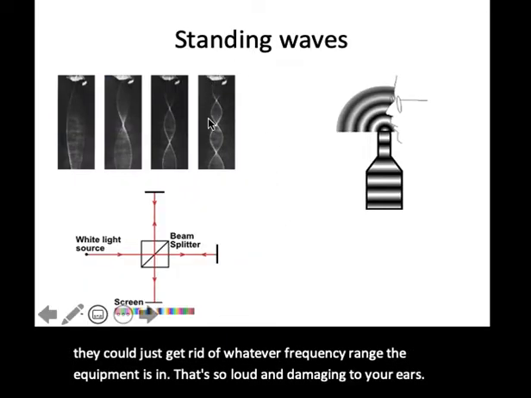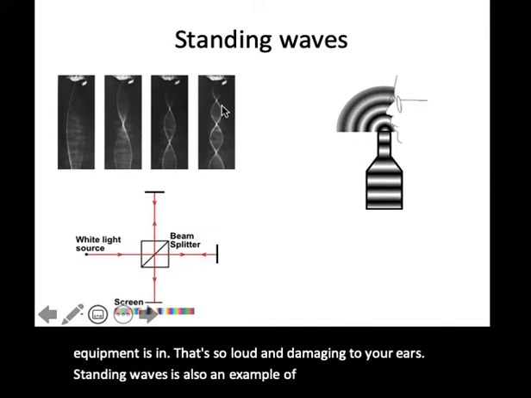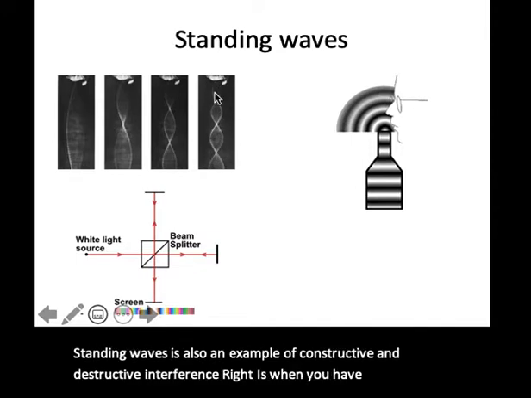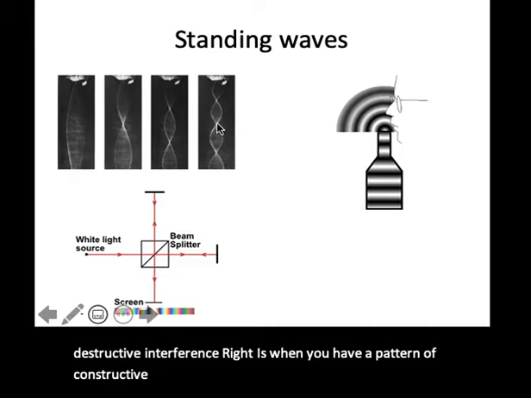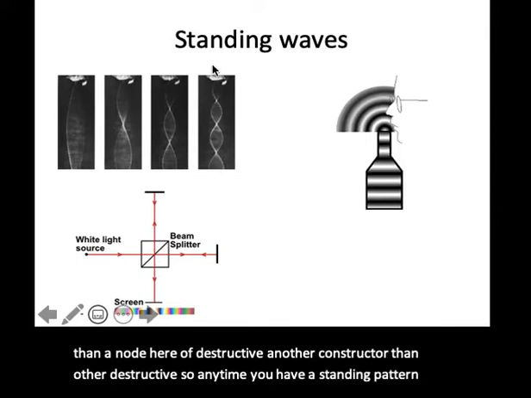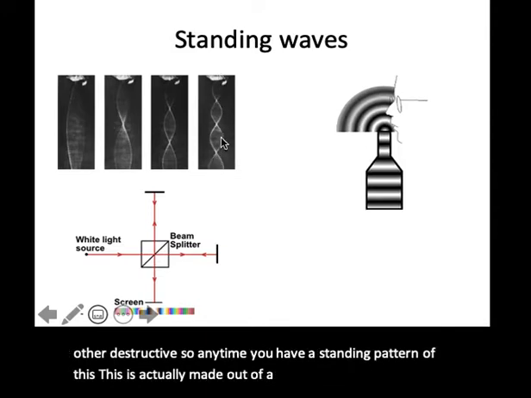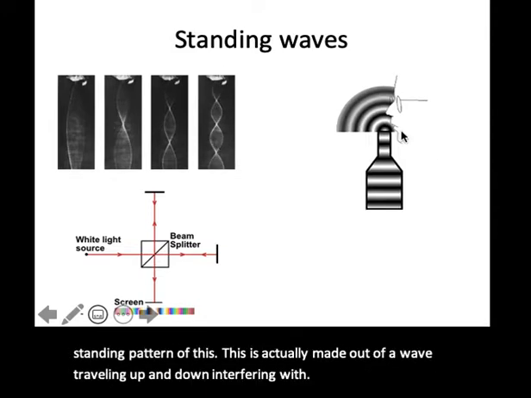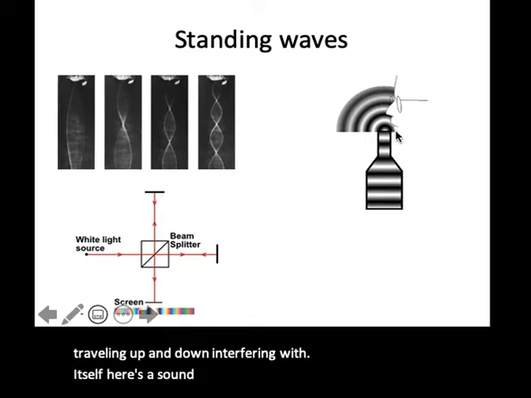Standing waves are also an example of constructive and destructive interference, right? It's when you have a pattern of constructive and destructive. Right here you have constructive, then a node here of destructive, and then another constructive, then another destructive. So anytime you have a standing pattern of this, this is actually made out of a wave traveling up and down, interfering with itself.